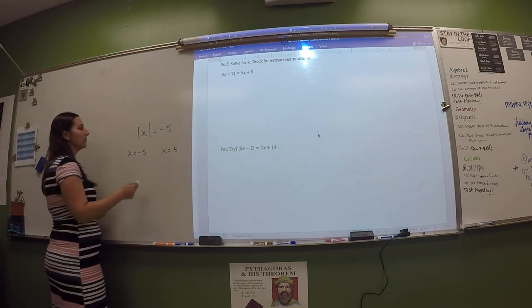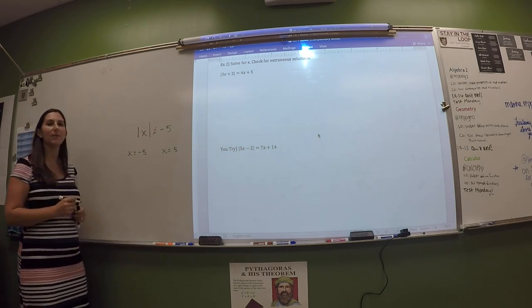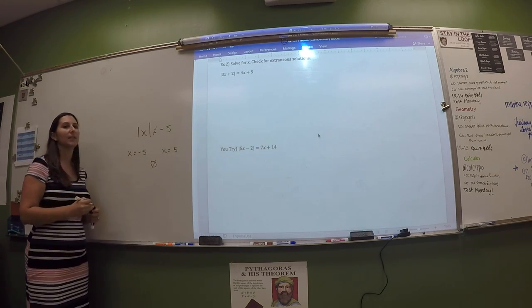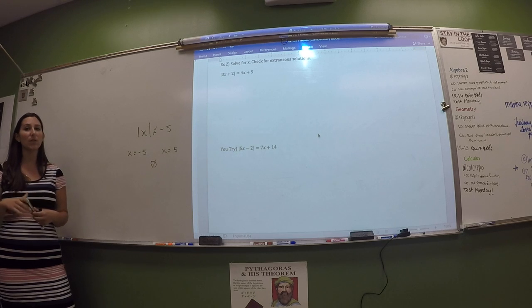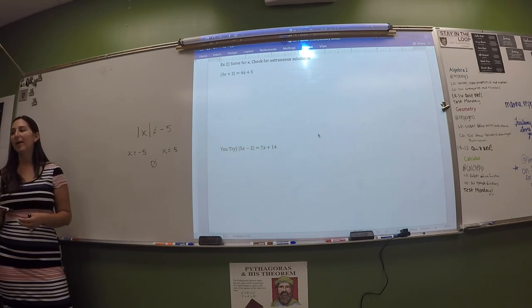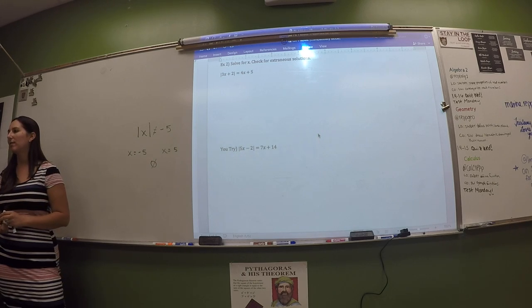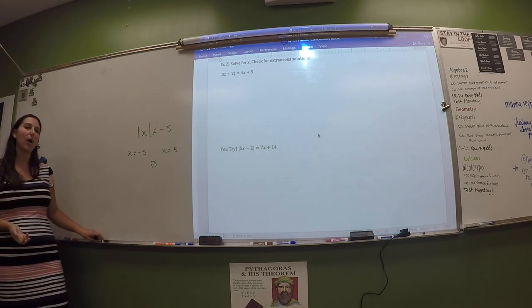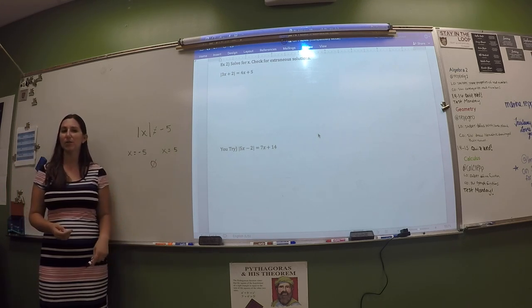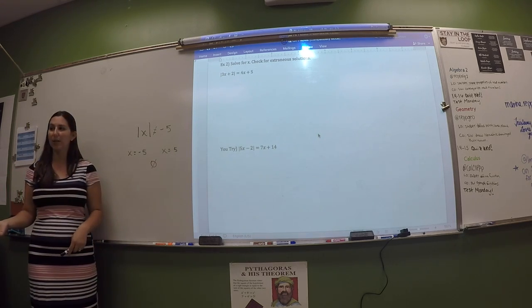Because an absolute value couldn't have been negative 5 to begin with. So the real answer is no solution. Okay, but you created solutions using an algorithm that I told you you should do all the time, right? But sometimes it doesn't work. So we have to do it to get through the problem, but sometimes you wind up creating things that are not actually solutions. That's what an extraneous solution is.